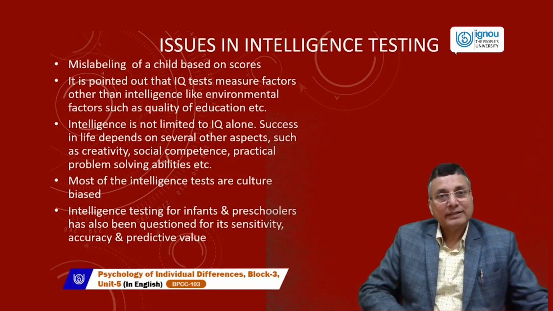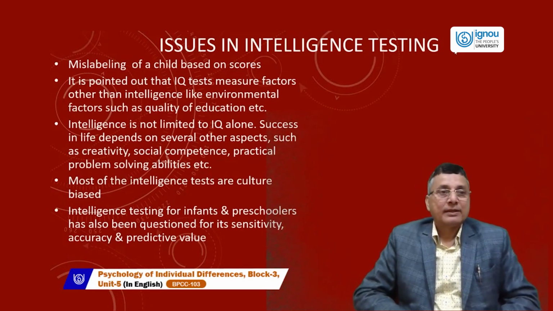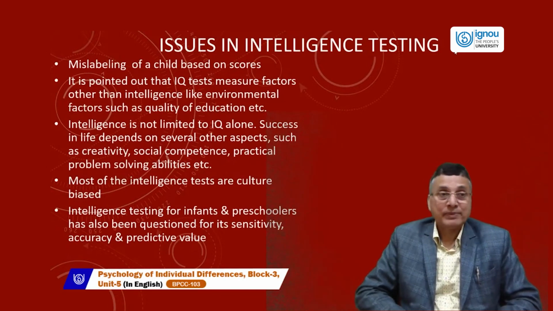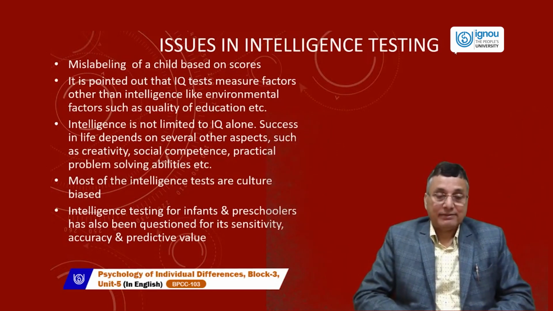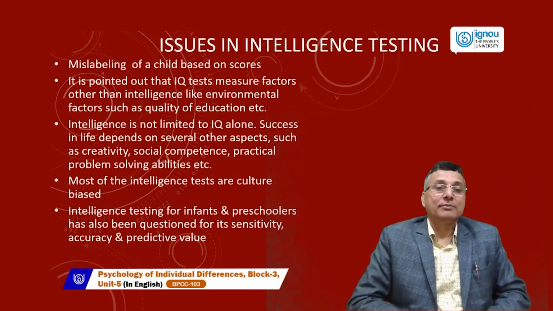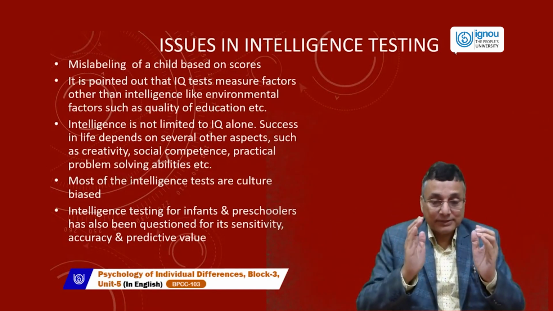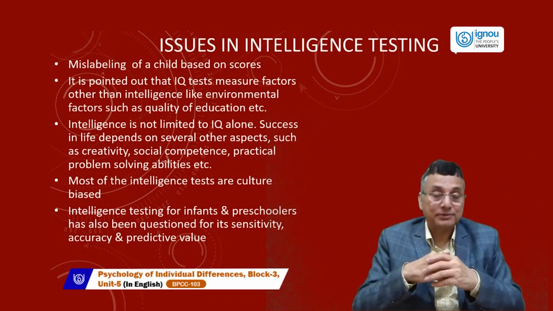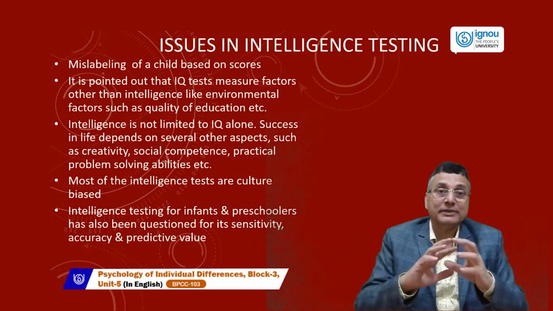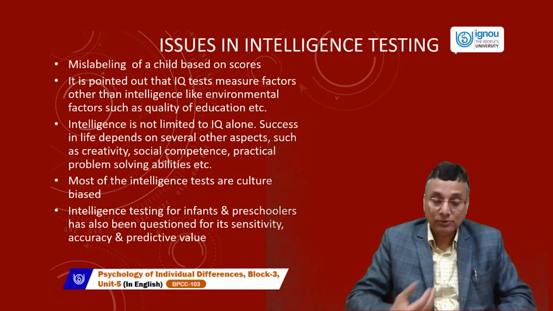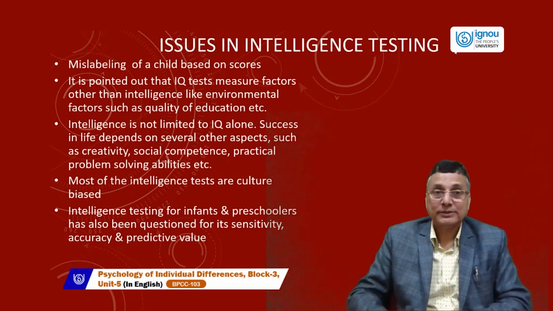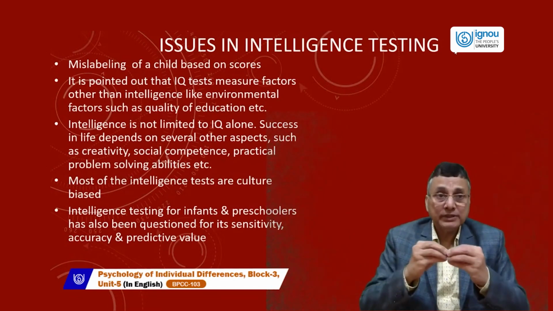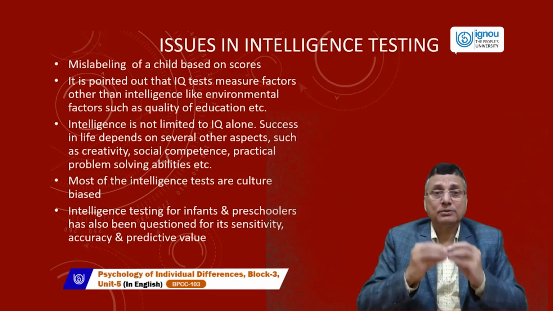Now let us see what the issues in intelligence testing are. One of the biggest issues is mislabeling of a child based on a score. Sometimes the assessor, the examiner, or the psychologist forgets about the other aspects of the child. They just focus on the score and label the child on the basis of that score. So when you get the IQ score, you have to see the child's performance in day-to-day activity and corroborate with that. If it is not matching, then look into what factors affected the performance on the test, or the reports given by the parents may not be true. So there must be a discrepancy to be looked out for.